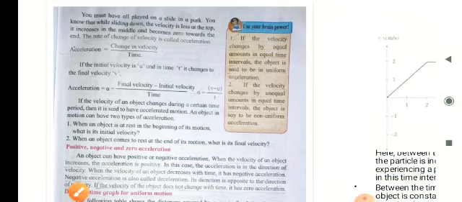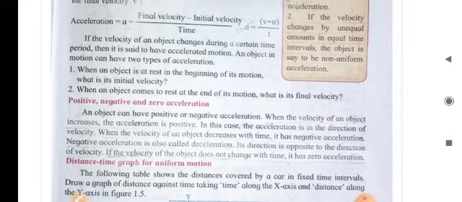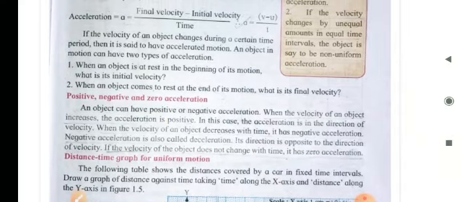If the velocity of an object changes during a certain time period, then it is said to have accelerated motion. An object in motion can have two types of acceleration. If the velocity changes by equal amounts in equal time intervals, the object is said to have uniform acceleration. Second, if the velocity changes by unequal amounts in equal time intervals, the object is said to have non-uniform acceleration.